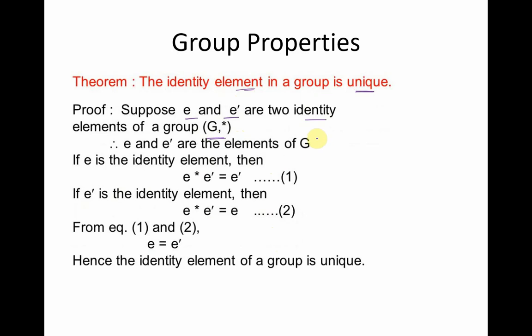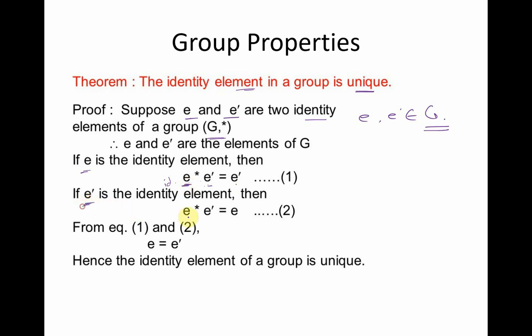We'll say that there are two identity elements E and E dash, and we will proceed to show that if E and E dash are two identity elements, then both of them are same. Let's see how. If E and E dash are two identity elements, that means E and E dash both belong to the non-empty set G. So E and E dash are the elements of G. Now if E is the identity element, then E star E dash, considering this to be the identity element and this to be any element, I can say that E star E dash is equal to E dash. Why? Because this is an identity element.